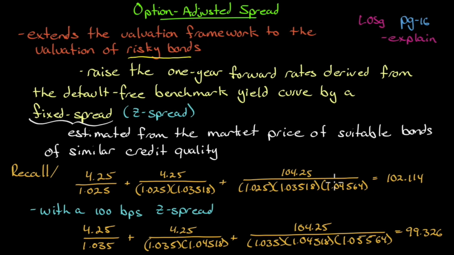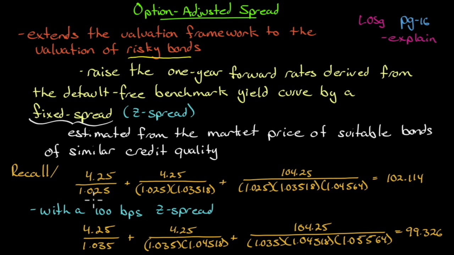So just to show you how it looks, recall that our bond that we've been using, the 4 1/4 3-year bond. Here's our cash flows on the top. Recall we got the price of 102.114, and here's our discount at the bottom. These are just the default free, that's the spot price, and these are the next two forward rates that we're discounting the cash flows by. If we assumed a 100 basis point Z-spread, look what happens. Every rate goes up by 100 basis points.